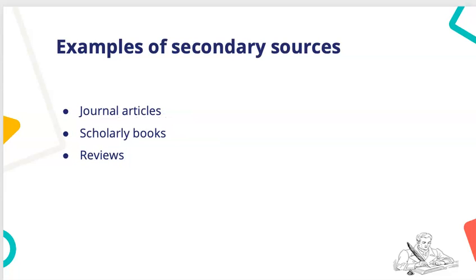Examples of secondary sources can be journal articles, scholarly books, and reviews written by different scholars. In order to engage with existing research on your topic, you will cite and interpret other research to show where your arguments agree with or depart from the already discussed literature.